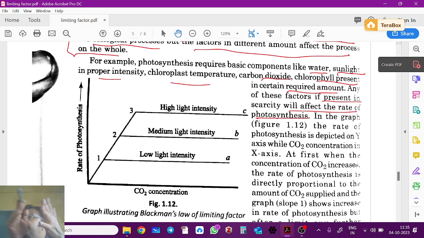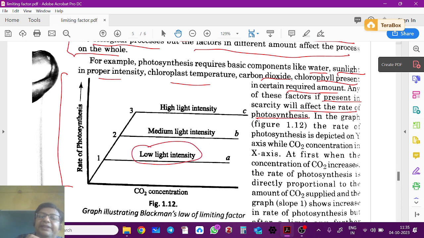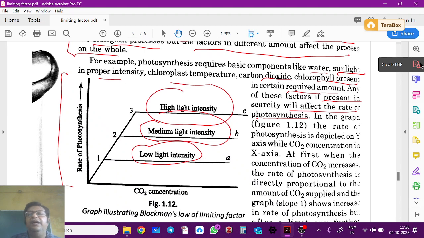Now what he did was, in photosynthesis he saw what was most important. You can see the figure 1.1.2. He saw that the growth, or rate of photosynthesis, is on the left y-axis, and the x-axis is CO2 concentration. So he knows CO2 concentration is important. With low light intensity, A, the rate of photosynthesis is lowest. Medium light intensity, a little more. Higher light intensity, most. So this particular graph highlights Blackman's law of limiting factor.